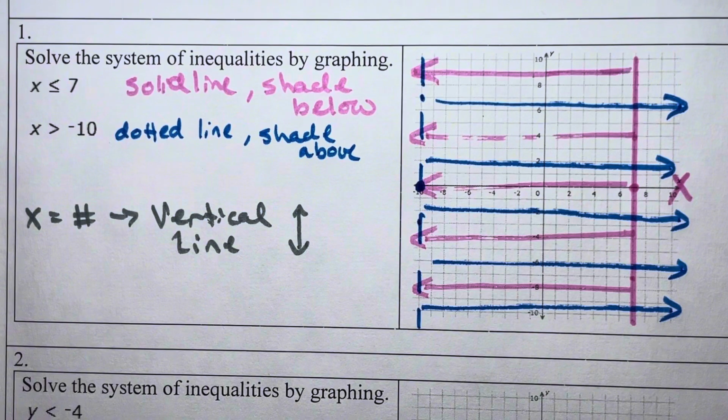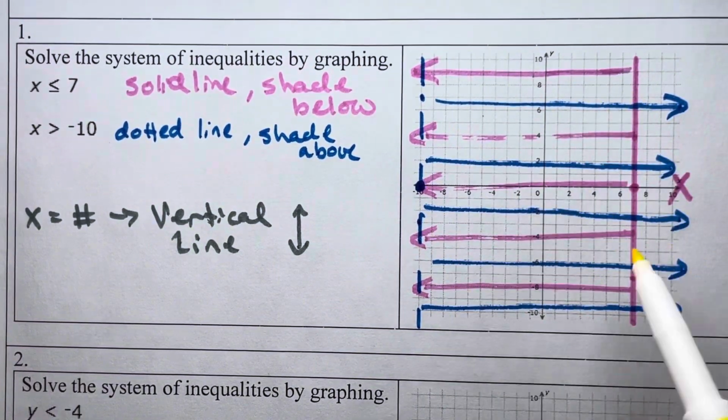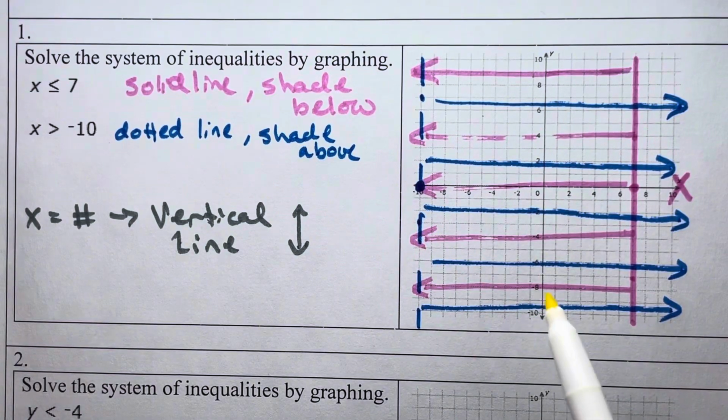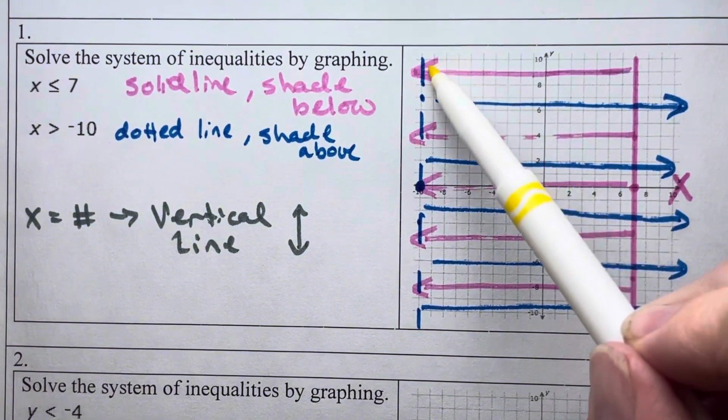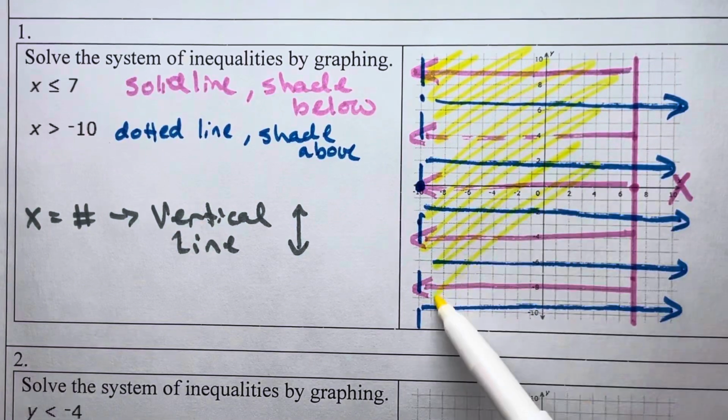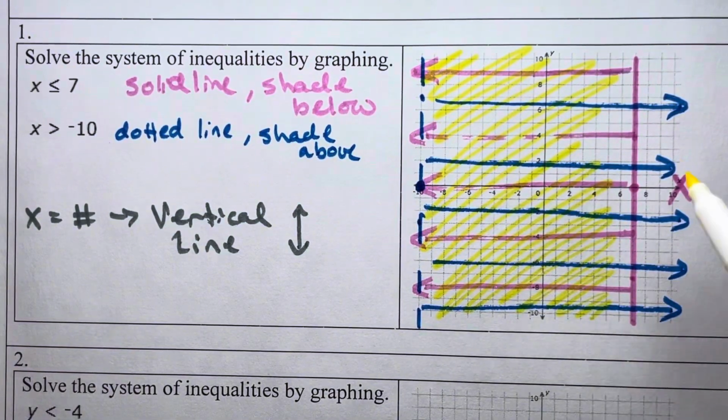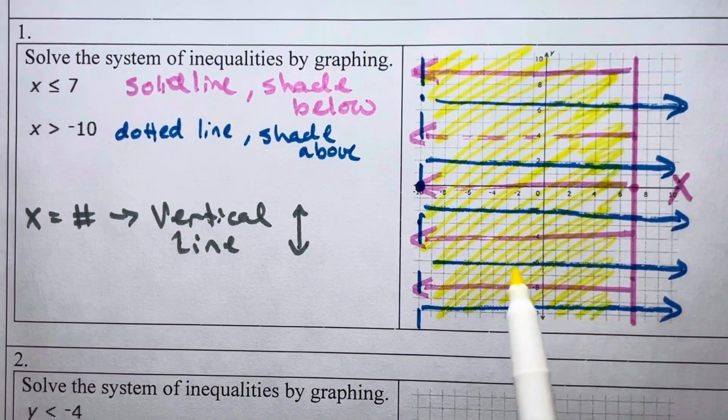Okay, so we saw in the introduction that the true solution is where the shading overlaps. So you can see here with the colors and with just the different directions of the arrows that our genuinely overlapping region is here in the center between our pink and blue line. So this yellow region is the solution set for this system of inequalities. And there you go.